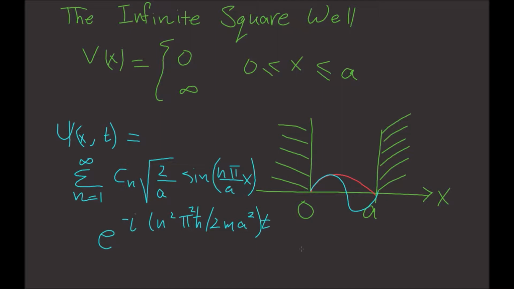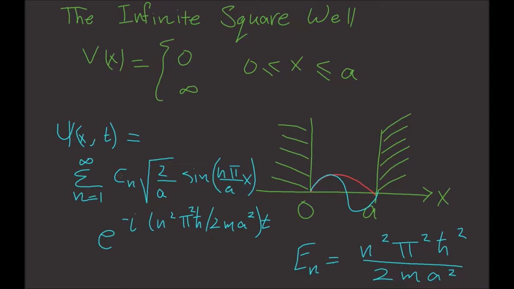And here we have the energy values. E sub n is equal to n squared pi squared h bar squared divided by 2 m a squared.